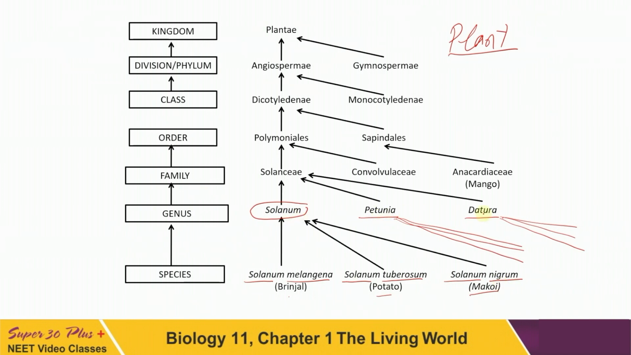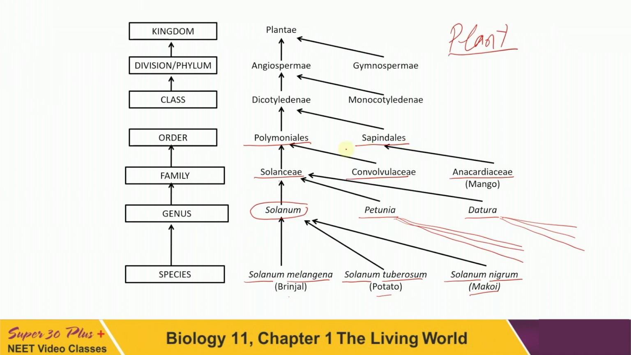Solanum, Petunia and Dhatura genera have more characters in common as compared to others, and therefore they have been put in family Solanaceae. Convolvulaceae genera differ from Solanaceae. Anacardiaceae members differ from Solanaceae and Convolvulaceae. Now, the similar families, the families which have more characters in common, have been put in order. Solanaceae and Convolvulaceae have been put together in order Polymoniales, and Anacardiaceae have been put in Sapindales.